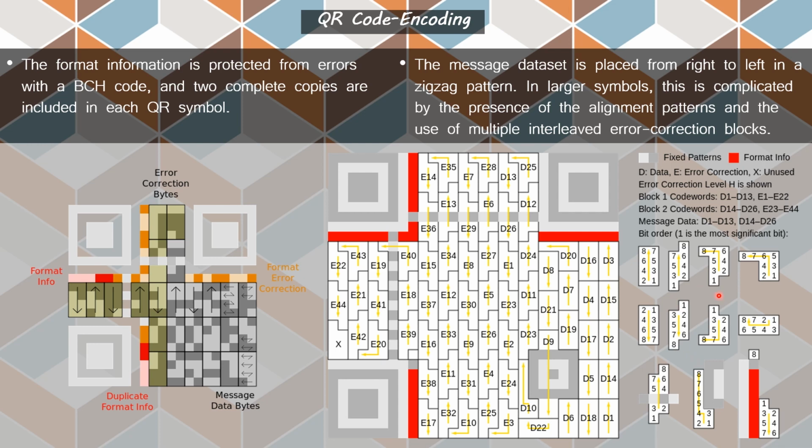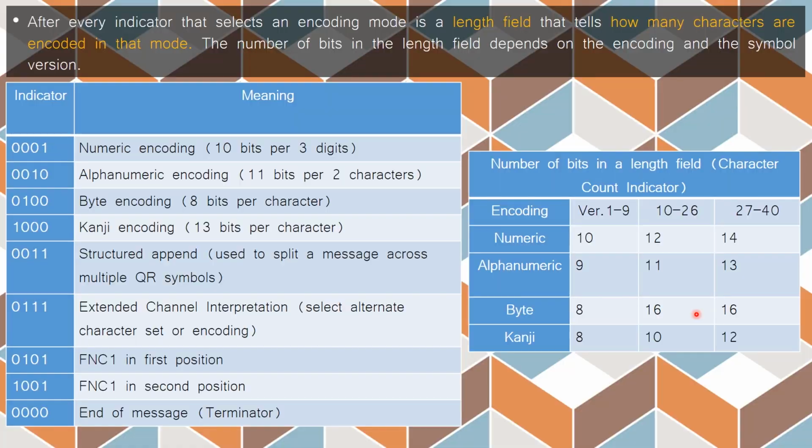We'll be using this technique when we decode our QR code. After every indicator that selects an encoding mode, so you have this encoding mode block, which will give us the information about the encoding mode, is a length field that tells us how many characters are encoded in that mode.